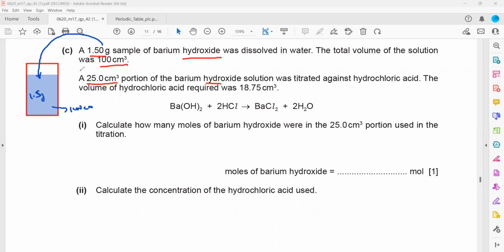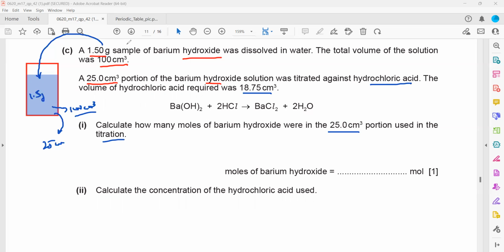But for titration, out of the 100 cm cube, we just take a 25 cm cube sample and titrate it with the hydrochloric acid. So a 25 cm cube portion of barium hydroxide solution was titrated against the hydrochloric acid. The volume of the hydrochloric acid was 18.75. Calculate how many moles of barium hydroxide were there in the 25 cm cube portion used in titration.